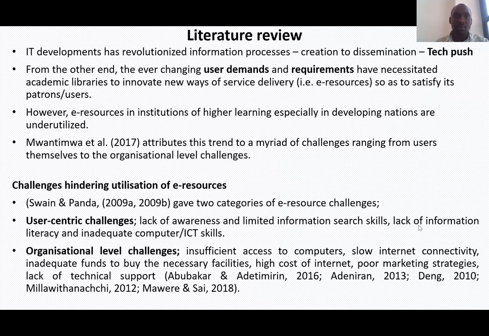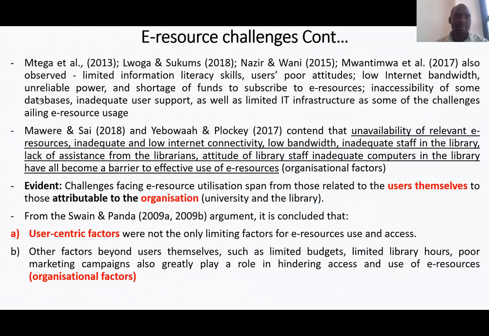Okay, so we continue looking at this. We have Mutega et al. in 2013, Walker in 2018, Nazir Adwani in 2015, among others, who also observed that limited information literacy skills, these are the individual or user-centric challenges, the user's poor attitudes, and low internet bandwidth are some of the challenges as well. Now, Mawere and Sai in 2018, as well as Yeboa and Loki in 2017, contend that unavailability of relevant e-resources, inadequate and low internet connectivity, low bandwidth, among others, are organizational factors in the utilization of e-resources.